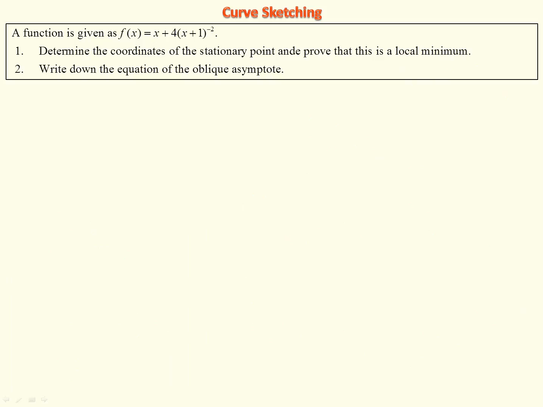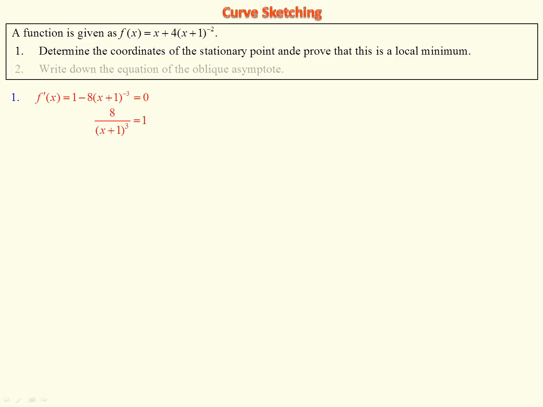Last question. Function given as f of x equals x plus 4 into x plus 1 all to the negative 2. So it's given in a slightly different form. Determine the coordinates of the stationary point and prove that this is a local maximum. Right, so this is a case of differentiation and then second derivative. Very nice of them to give us it in the form which makes it easier to differentiate. So there we are. There's the first derivative equal to 0.